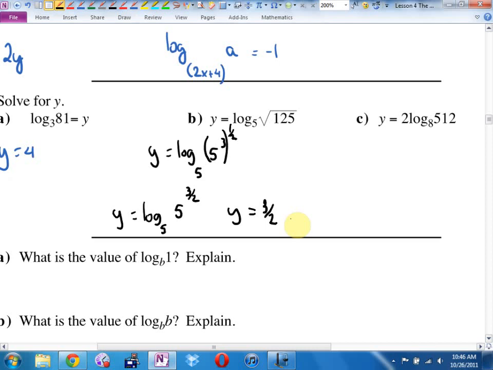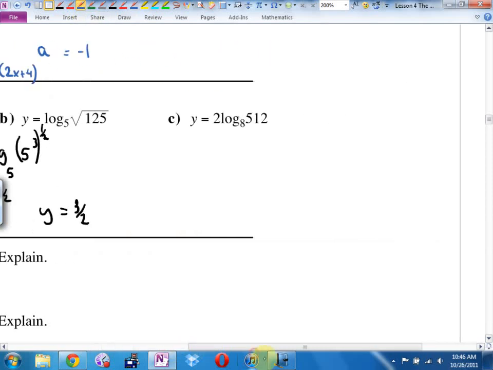C. I can't do C as is. I need to get the log by itself. How would I get the log by itself? So I'm going to have y over 2 equals the log base 8 of 512. 8 to what power equals 512? I don't know. Let's see if I can reason my way there. Is the answer 8 squared? Is 8 squared 512? Kara, what is 8 squared? 8 times 8. What is 8 times 8? That's okay, ready? What is 8 squared? Louder.